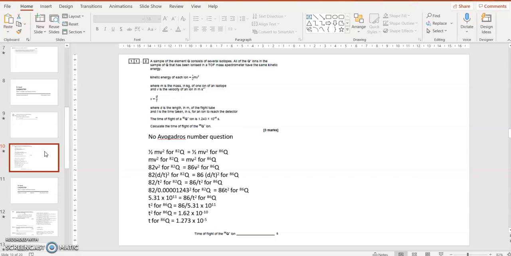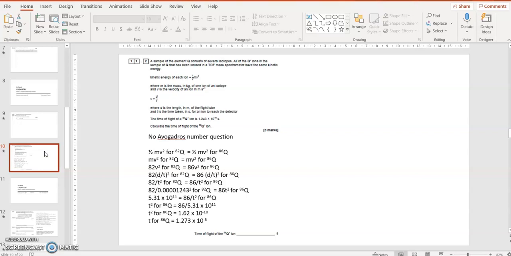The m, mass, is the mass of one particle in kilograms. So what you have to do is find the atomic mass of the particle. Say, for example, if in the question it was 82Q, whatever Q is, it's a fictitious element, 82 grams would be 1 mole. You'd have to divide 82 by Avogadro's number to get the mass of one particle, rather than a mole of particles, in grams. Then you have to divide by 1,000 to get into kilograms. But you're not given Avogadro's number. So there's a trick to this question.